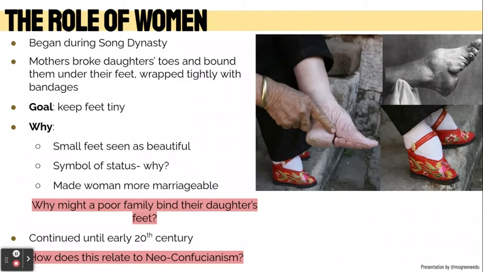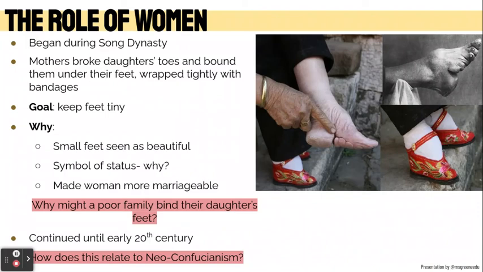The reason it became a symbol of status is that women who have this done cannot work. In poor families, everybody contributes. Everybody in the family goes out into the fields and works at farming and contributes to the family. So by having these tiny feet, you're saying that you're wealthy enough that you don't have to work because you physically can't because of your tiny feet. It also made women more marriageable.